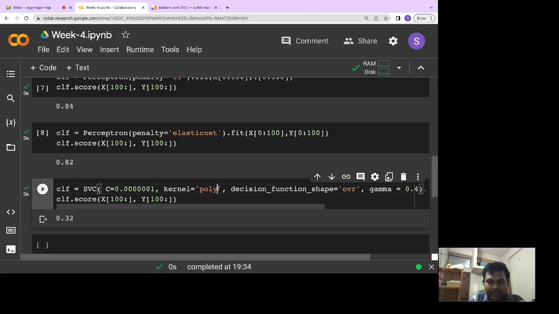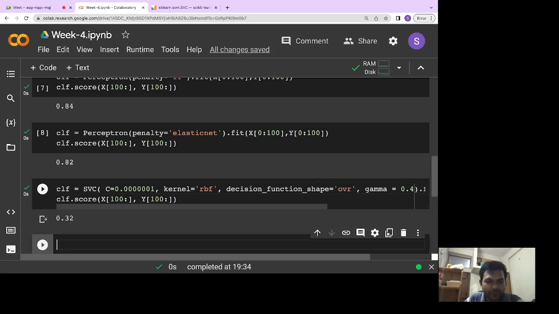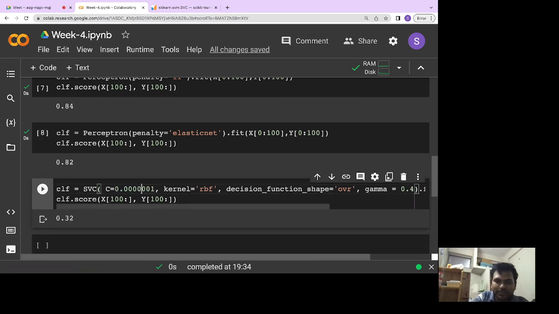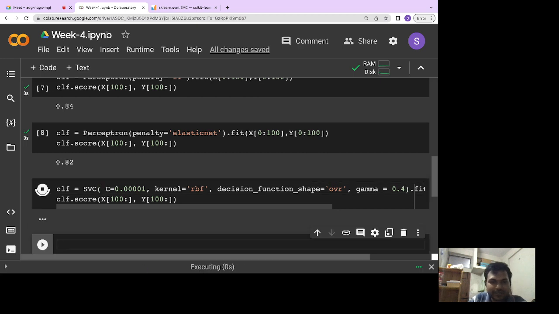And let's just check with the RBF kernel. It's still 0.32. Okay, it won't help. That means the RBF kernel, which is a very powerful kernel, is not able to do anything in this case.